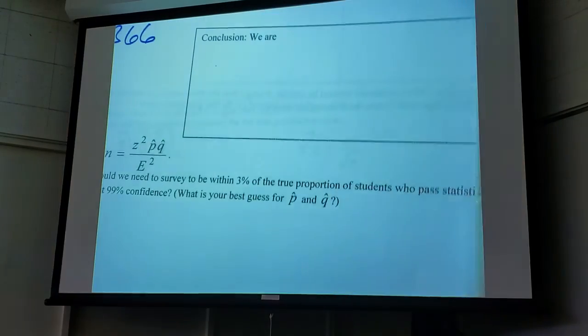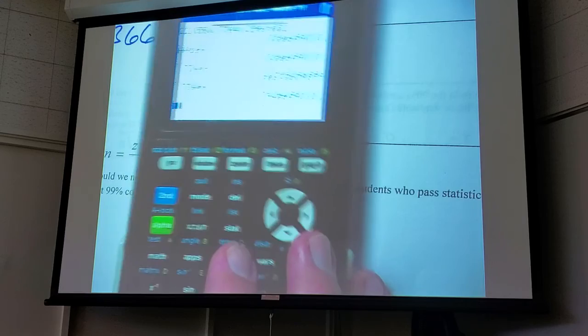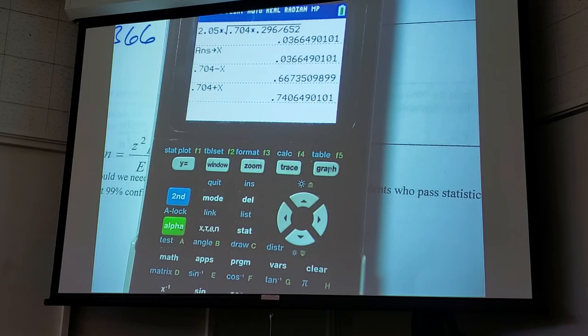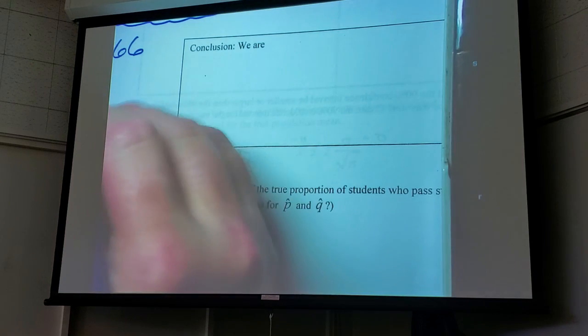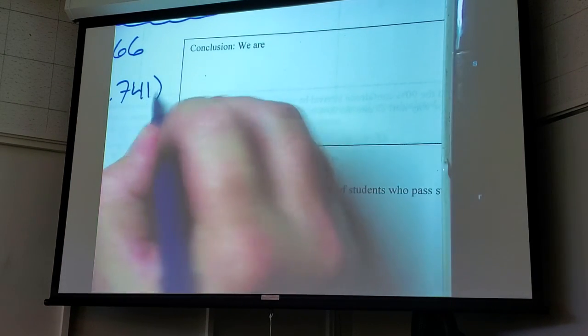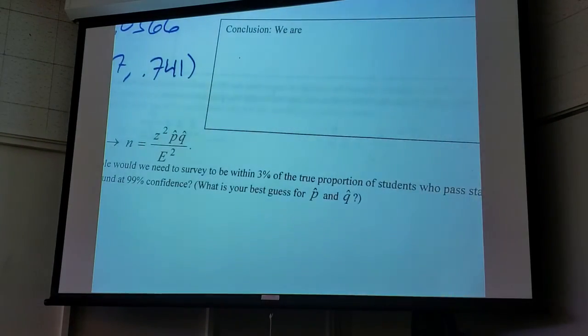All right. So then our interval is. Wait, where did you find X on your calculator? Oh, right there. So it's kind of cool. You don't have to do that, right? You can just do 0.704 minus 0.0366. That's a nifty little thing. So 0.667 up to 0.741. That's our interval.